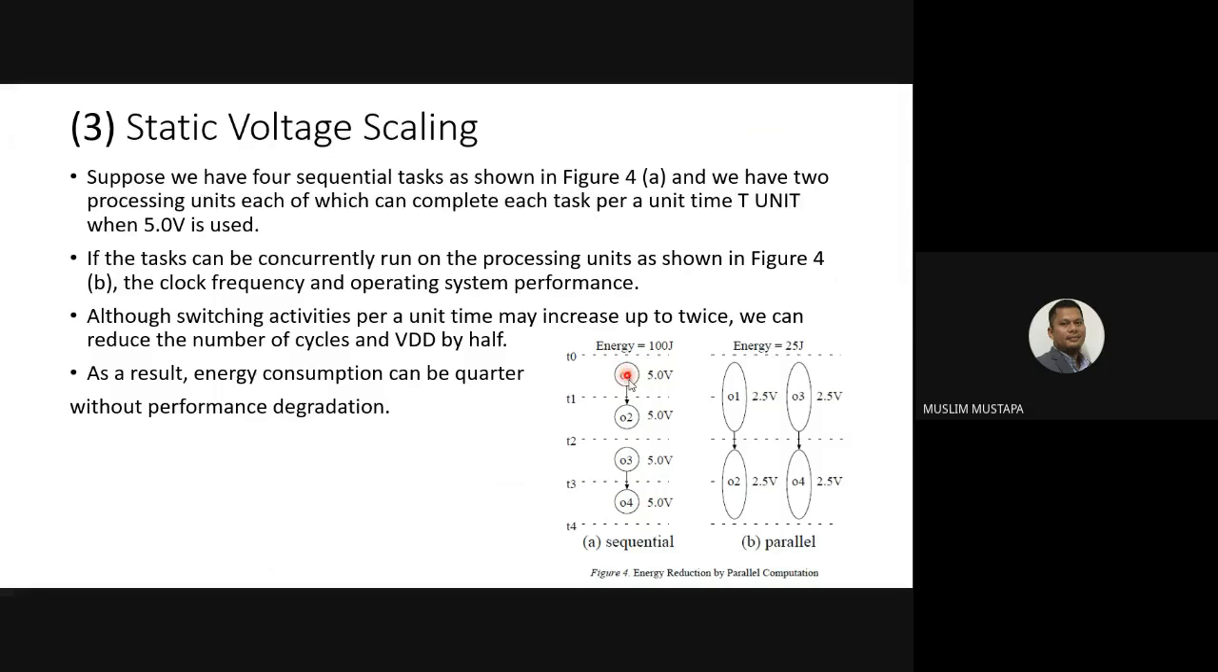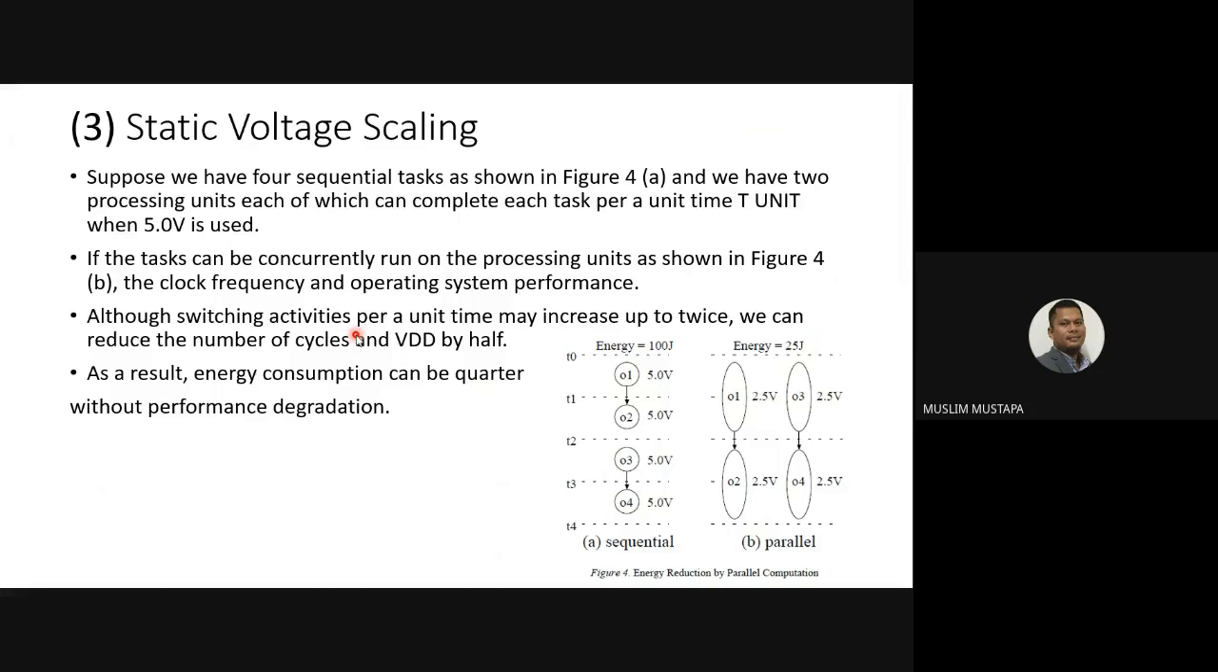But if we execute the tasks in parallel, right? So at the same time we execute task 1 and task 3, of course the time taken will be longer, but we still serve the same end time, right? So as long as we complete the whole process at T4, it is fine. So by using parallel execution on these tasks, we can save. You see, the energy goes from 100 joules to 25 joules, right?